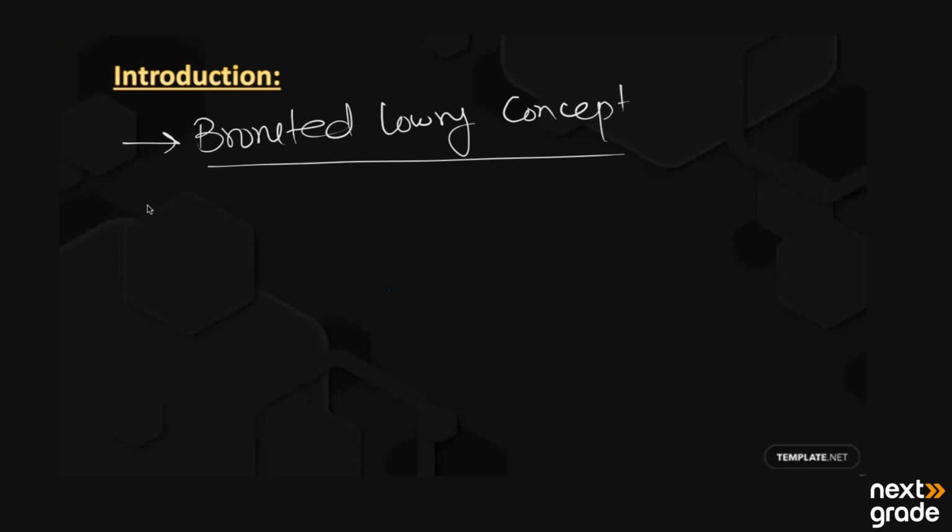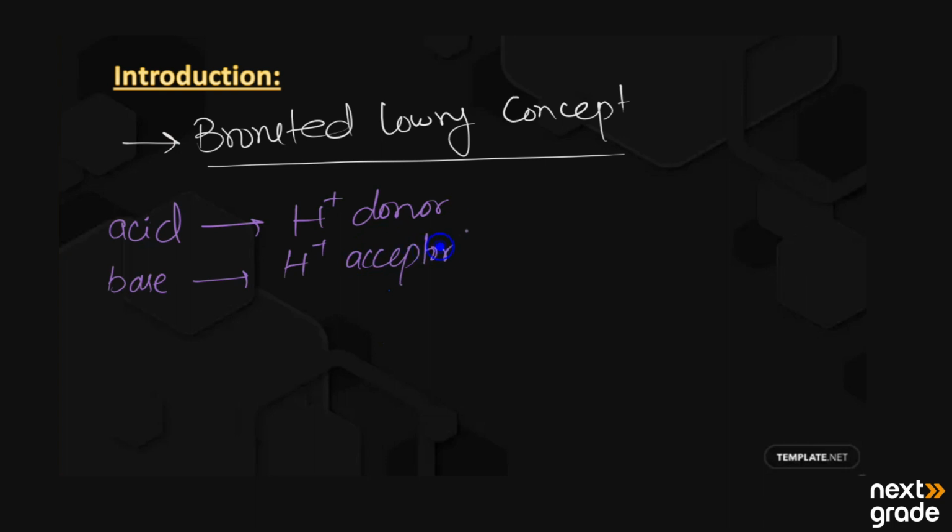Mainly we have a look at the acids according to the Bronsted-Lowry concept: they are proton donors, and bases are the inverse of this. These are the proton acceptors. So this was the main concept proposed by Bronsted-Lowry in 1923. Now what are the conjugate acids and bases?